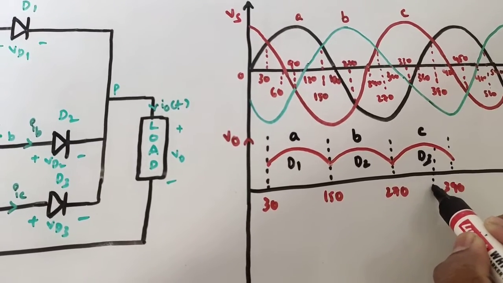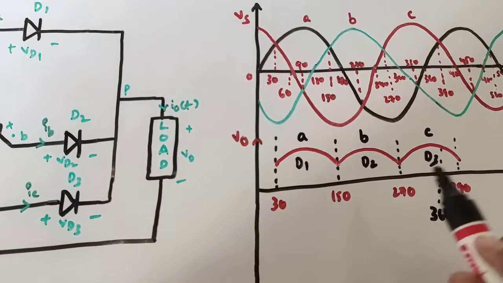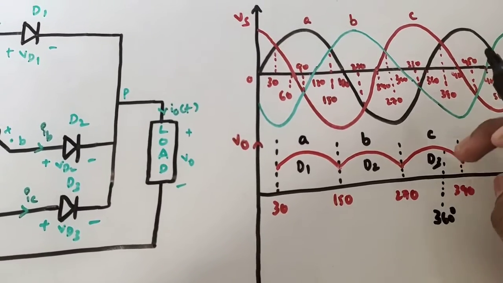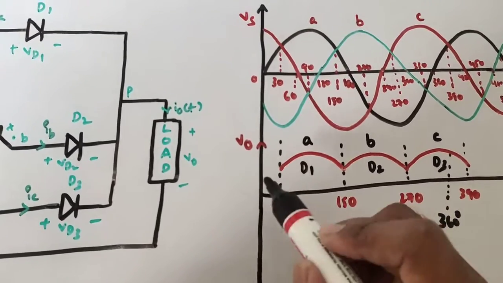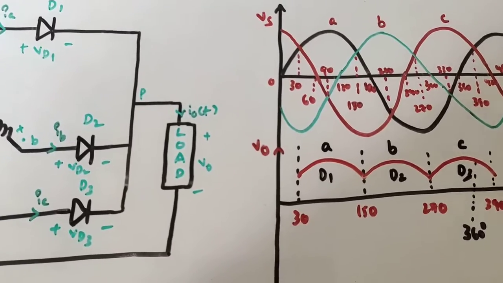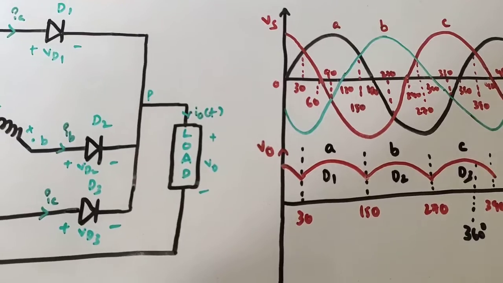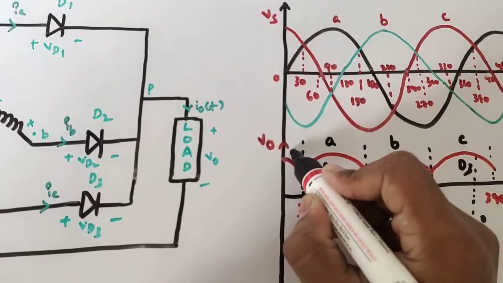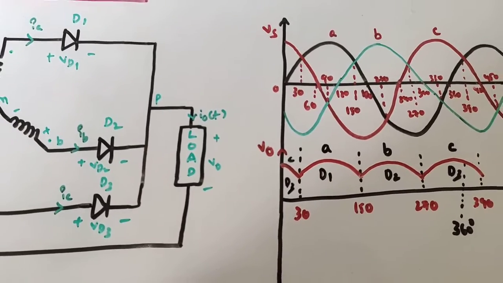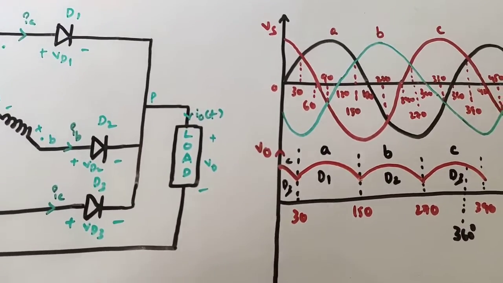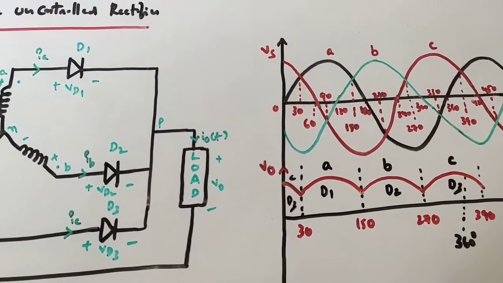See, this is 390. So one entire cycle is 360 degrees. What's happening with the remaining portion? This portion, 360 to 390, is 30 degrees, and in that 30 degrees this C phase is going to conduct, and D3 is going to be conducting over here. I hope you come across this particular condition, right? So this is what we actually have.